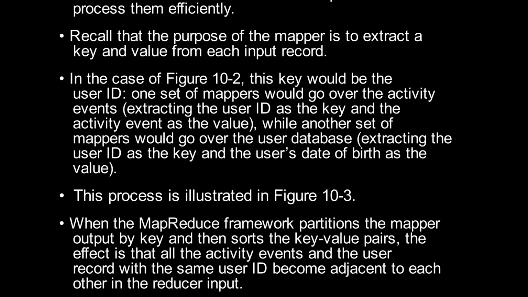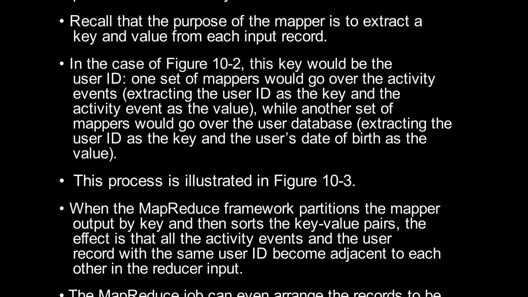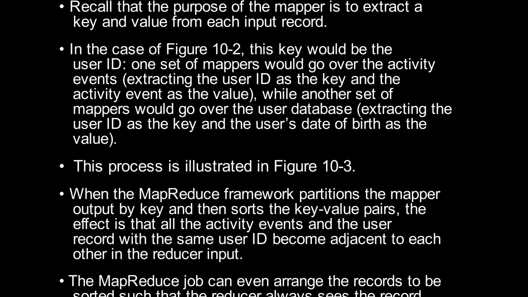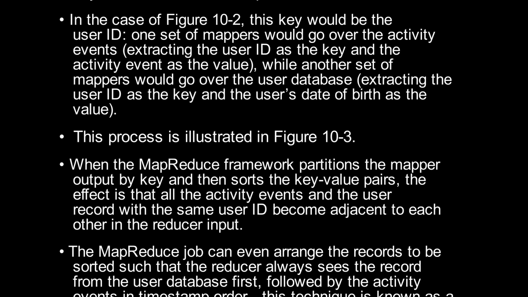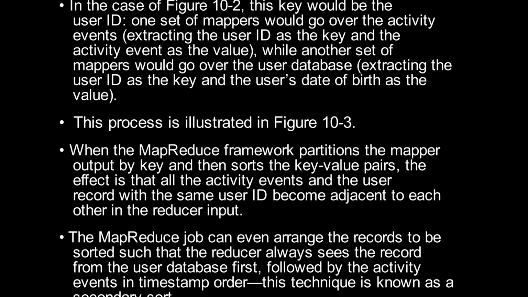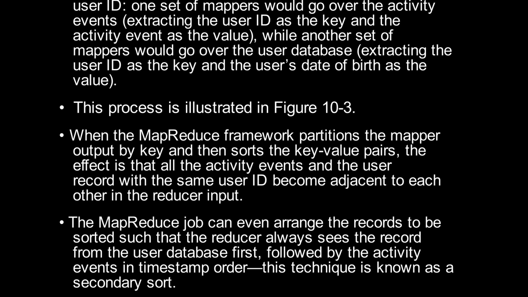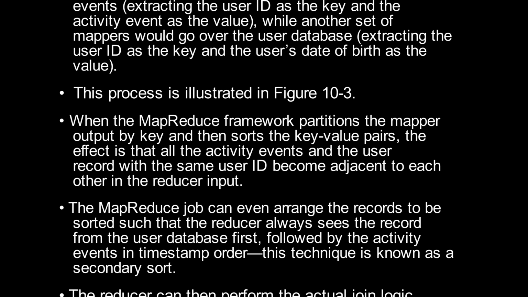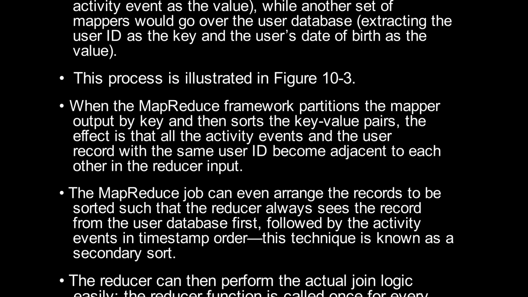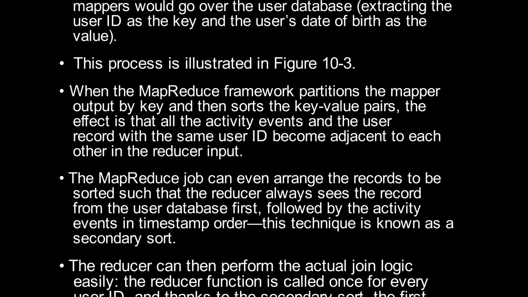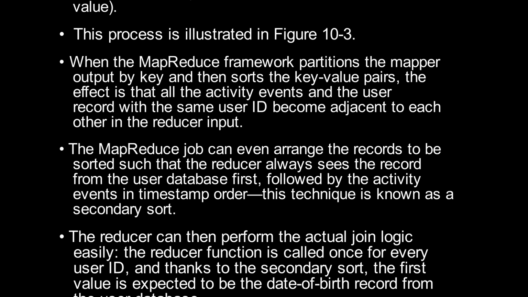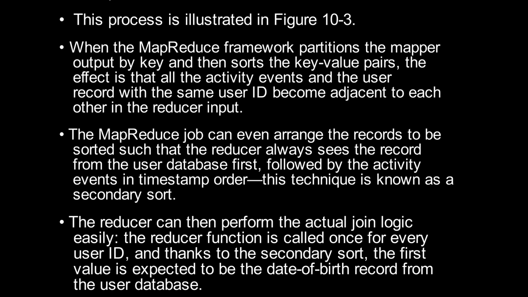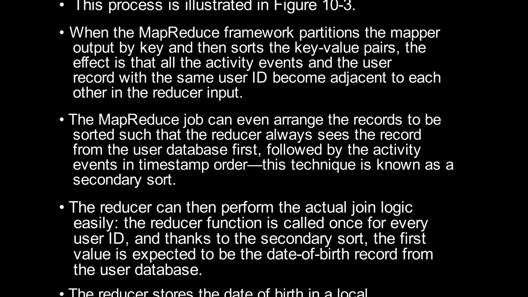When the MapReduce framework partitions the mapper output by key and then sorts the key-value pairs, the effect is that all the activity events and the user record with the same user ID become adjacent to each other in the reducer input. The MapReduce job can even arrange the records to be sorted such that the reducer always sees the record from the user database first, followed by the activity events in timestamp order. This technique is known as a secondary sort. The reducer can then perform the actual join logic easily.